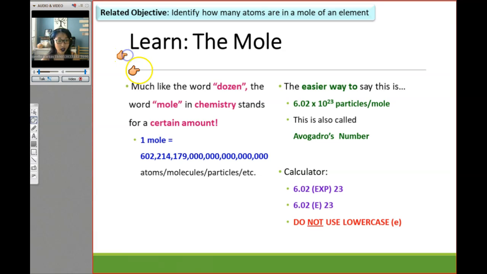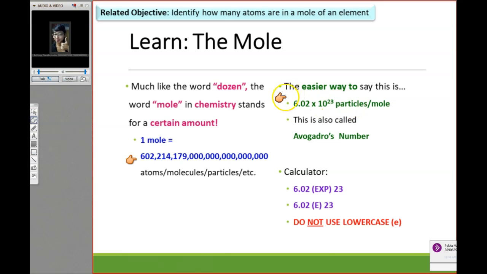So remember we talked about the mole. Much like the word dozen, the word mole in chemistry also stands for a certain amount. While dozen means 12, mole means 6.02 times 10 to the 23rd. So this big, big number. Particularly, we usually use it in terms of this number of atoms, molecules, or particles. But you could say that you have a mole of money, which would be a lot of money, and I wish we all at some point have a mole of money.